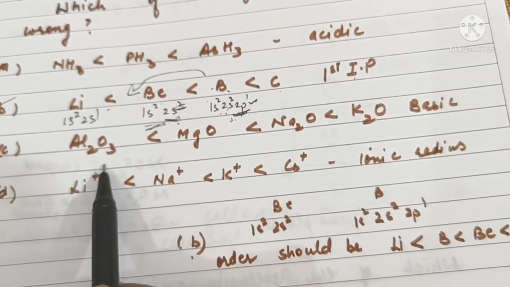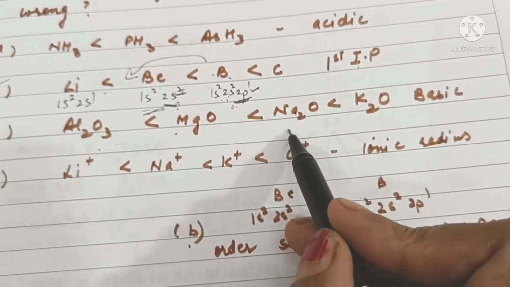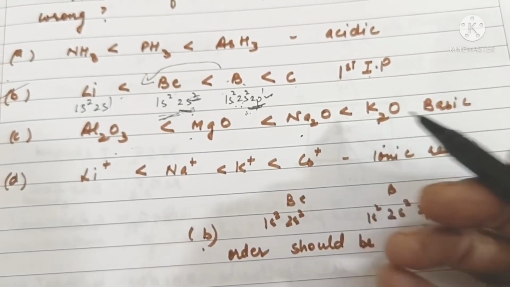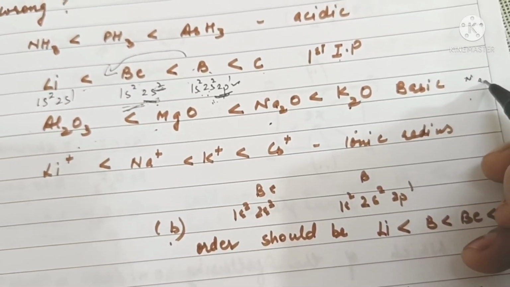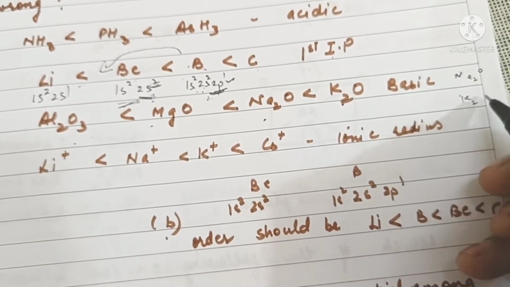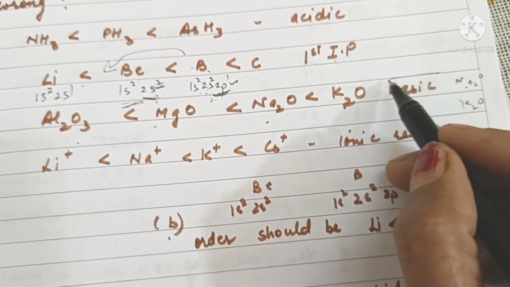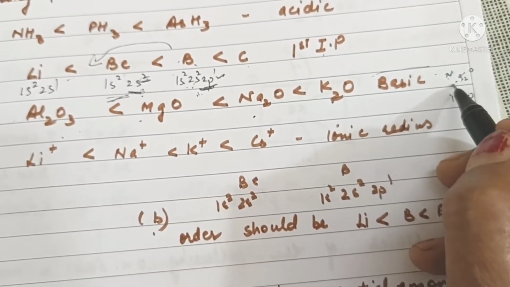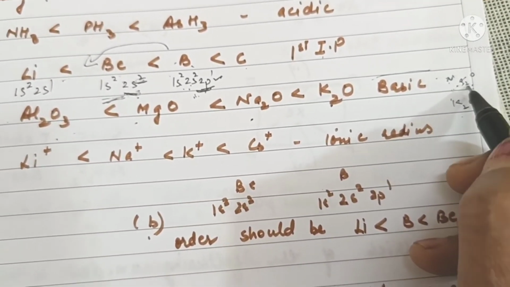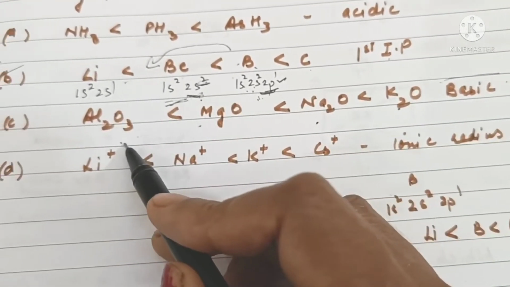Aluminium oxide is less basic than magnesium oxide, which is less basic than sodium oxide. This is correct. Down the group, the basic character increases, so potassium will have more basic character than sodium. And as we move from left to right, the basic character decreases. Sodium oxide will have greater basic character than MgO, which will have greater basic character than aluminium oxide.